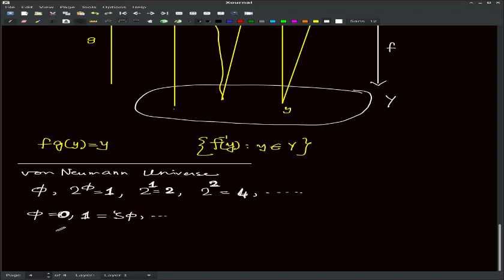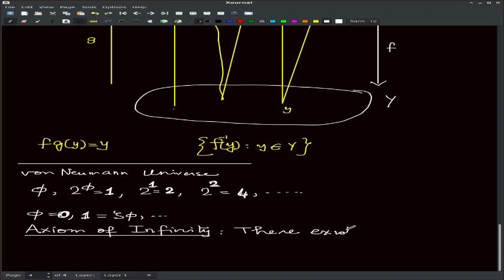there is an axiom called the axiom of infinity, which says there exists a small set, say X, such that the empty set belongs to X, and if x belongs to X, it implies that the successor of x belongs to X. Now something about this small and big.